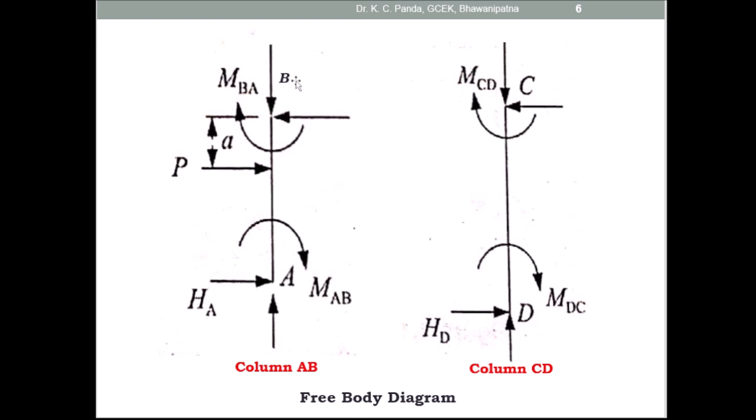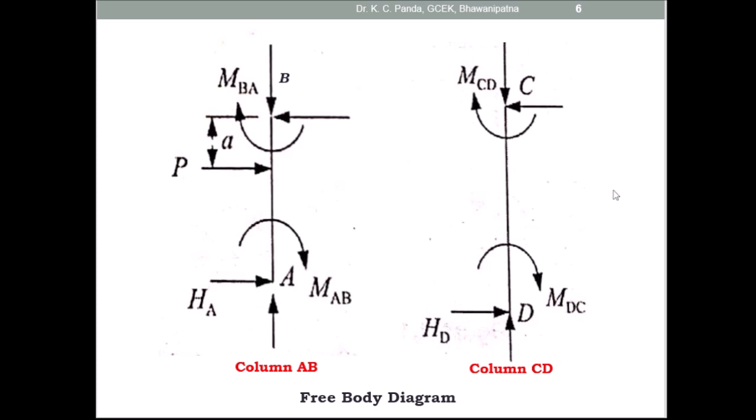This is A and B, and here the moment, you are considering clockwise moment as a positive moment, MAB, and here this is also clockwise, MBA, and the load P is present here, at a distance a from the joint B. And here you have to take the horizontal reaction at A, this is HA, and the vertical reaction is passing through the axis of the beam, so these cancel each other.